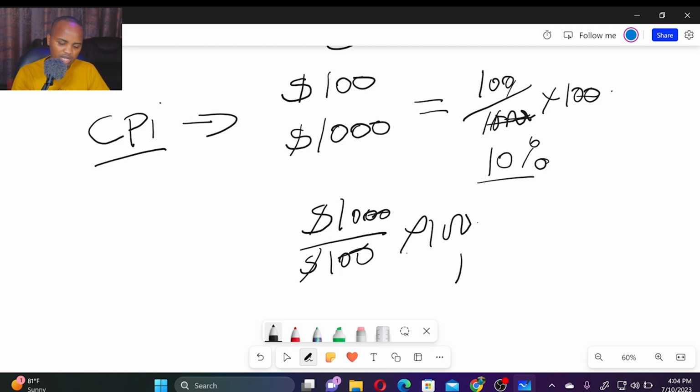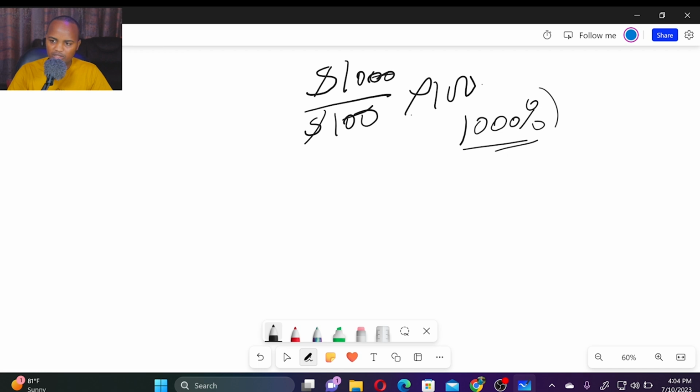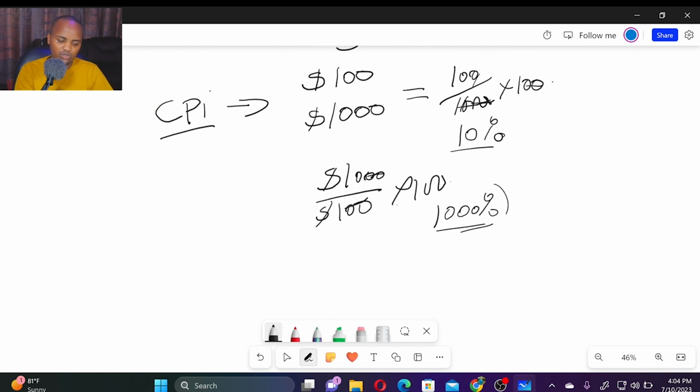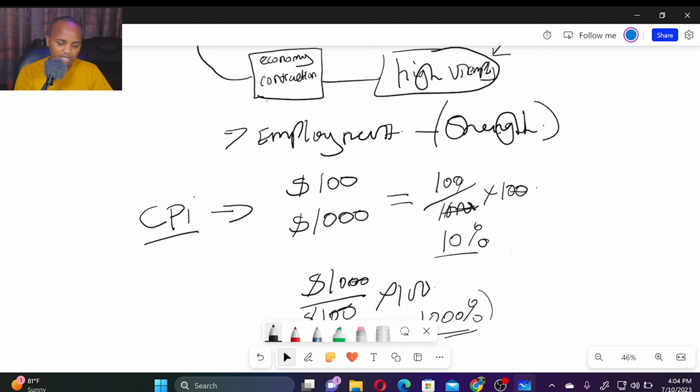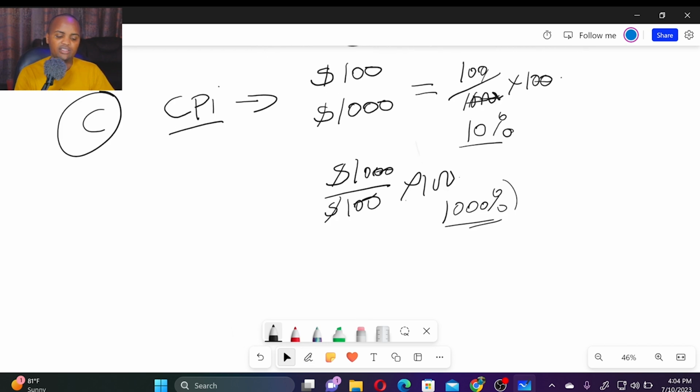So you can see it has grown by 1,000%. This is very high, because you can see the cost last year was this and now it is this one. So you can see now the inflation is very, very high, and that is where the problem is. So what the government will try to do is make sure that they regulate this. This is just an example of the CPI.